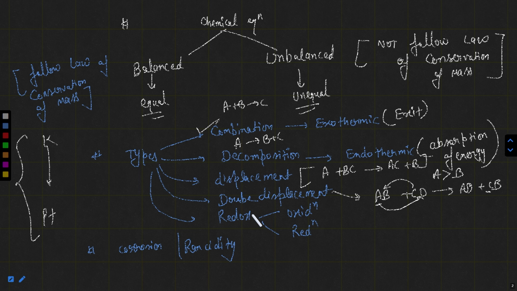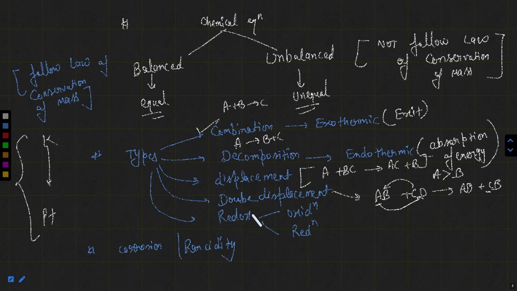In redox reactions, when oxidation and reduction reactions are occurring simultaneously in a particular reaction, that is known as a redox reaction. There are two terms: oxidation and reduction. Oxidation is the addition of oxygen and removal of hydrogen, or also you can say loss of electron. Reduction is addition of hydrogen, removal of oxygen, or gain of electron.